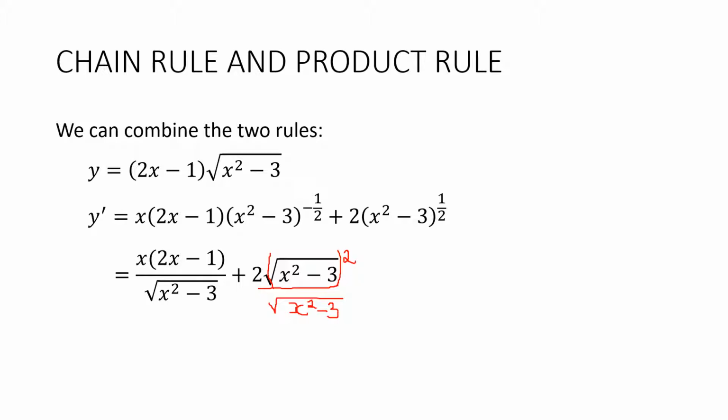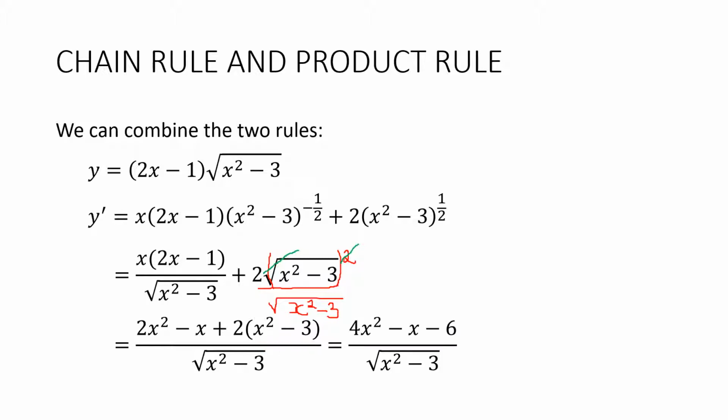Now, of course, square and square root are opposite operations. They cancel each other out. And so when I rewrite this, I'm going to get, I've just expanded this here, 2x squared minus x plus 2, and you can see how the square root's gone. And then the final thing is just to tidy up that numerator.